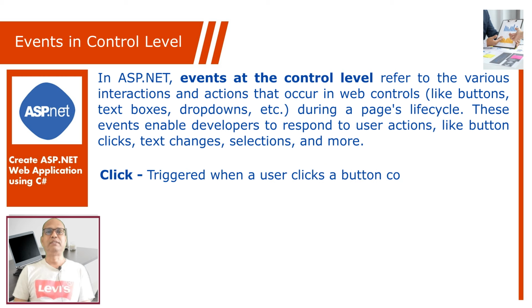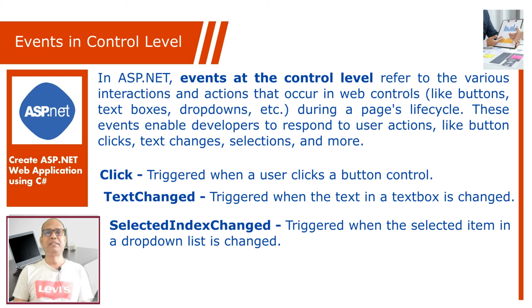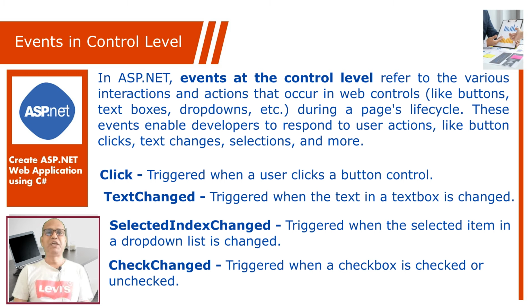Common control events. Click, triggered when a user clicks a button control. Text changed, triggered when the text in a text box is changed. Selected index changed, triggered when the selected item in a drop-down list is changed. Checked change, triggered when a checkbox is checked or unchecked.